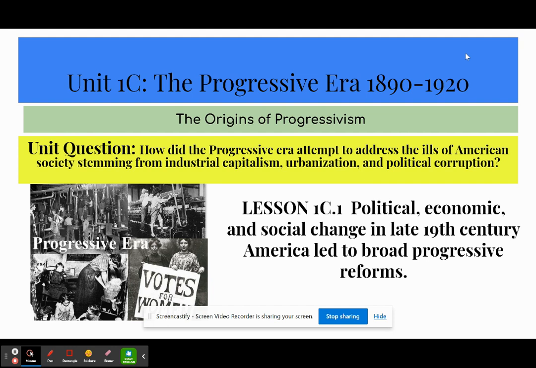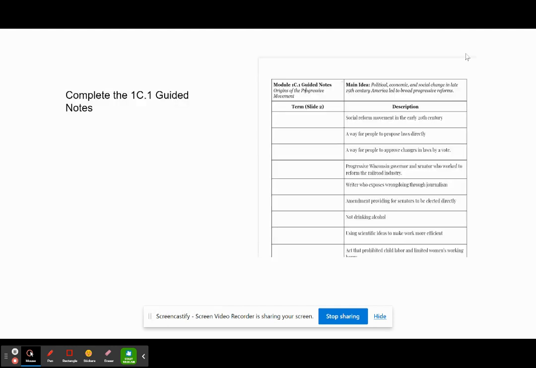We talked about political machines and basically how political machines ran local governments because we didn't have that structure in place because we didn't know that cities were going to boom so quickly. So today we're going to talk about how political, economic, and social changes in the late 19th century led to broad progressive reforms. So you will have your guided notes out.